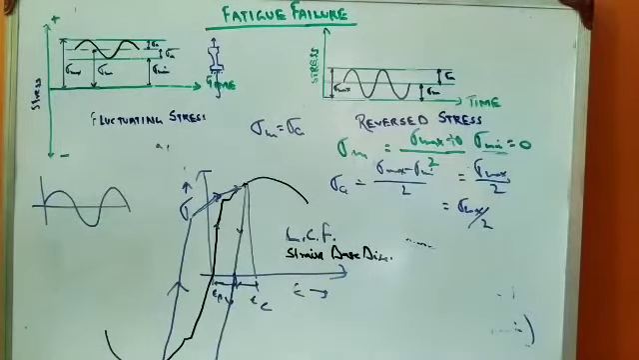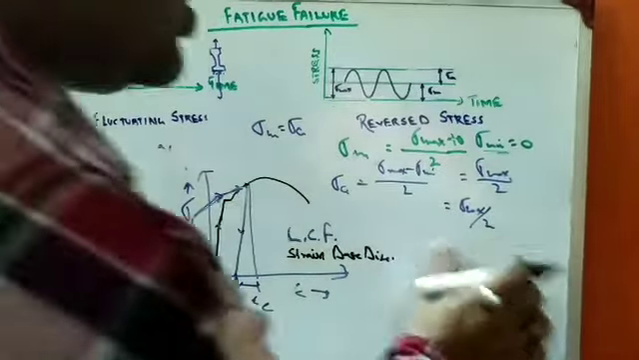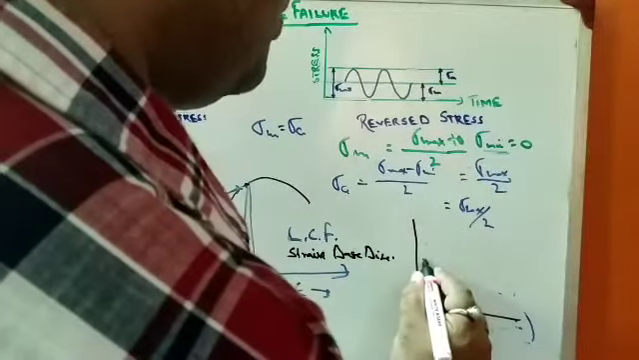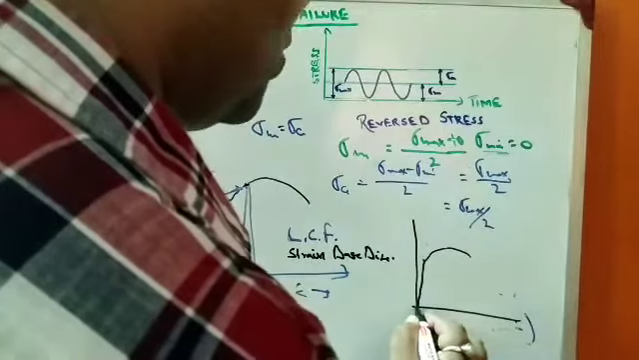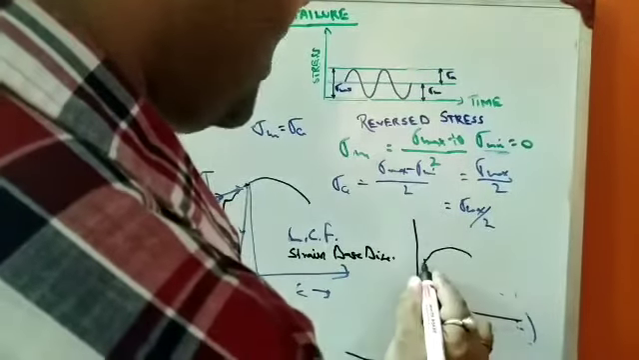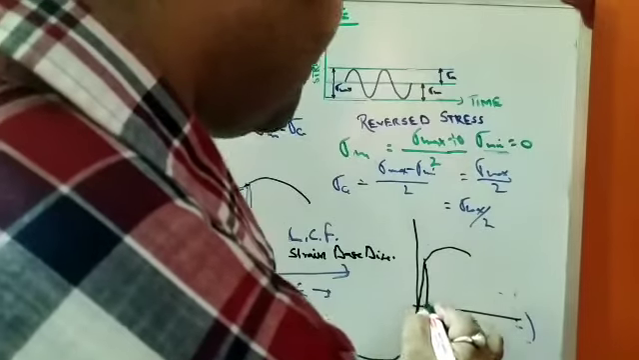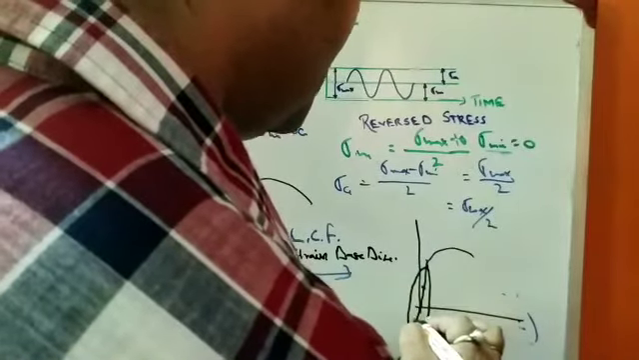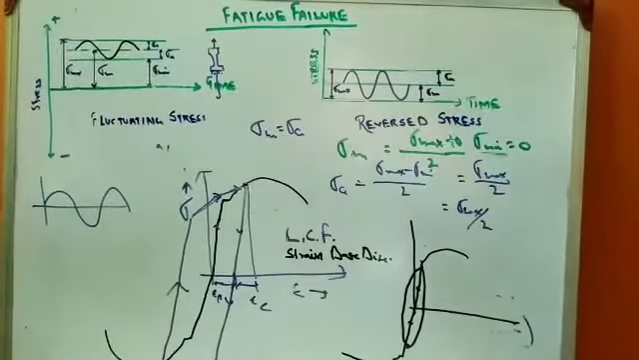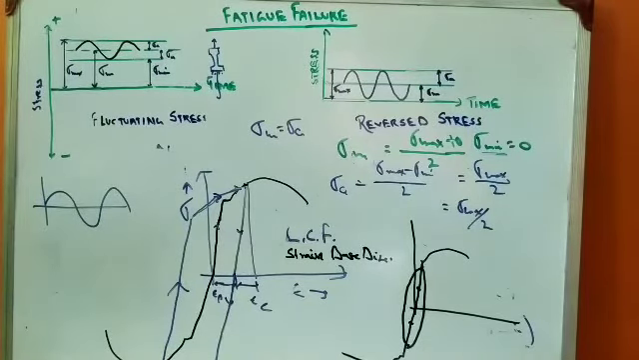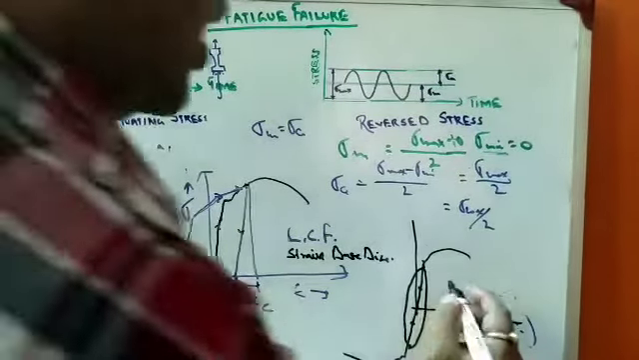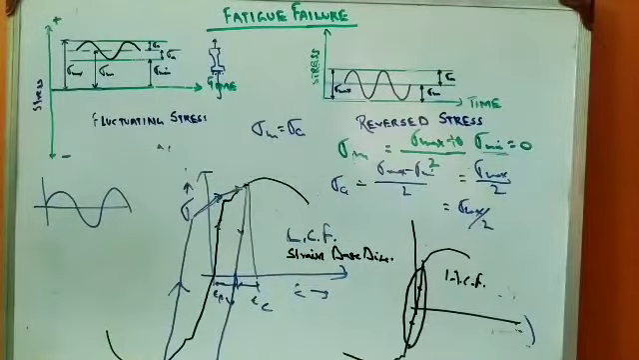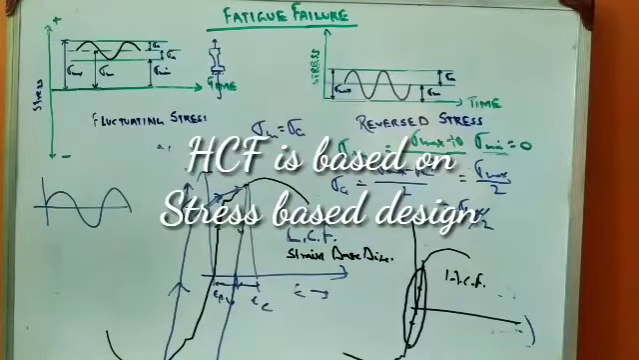And as we have discussed in our previous article, when we see a high cycle fatigue, it comes like this and it goes like this, and it comes like this and it goes like this. So a hysteresis loop is formed. Now over here, strain is not an important parameter for the design. Here stress is the important parameter for design. So this is called the high cycle fatigue, based on stress based design. And low cycle fatigue is based on strain based design.